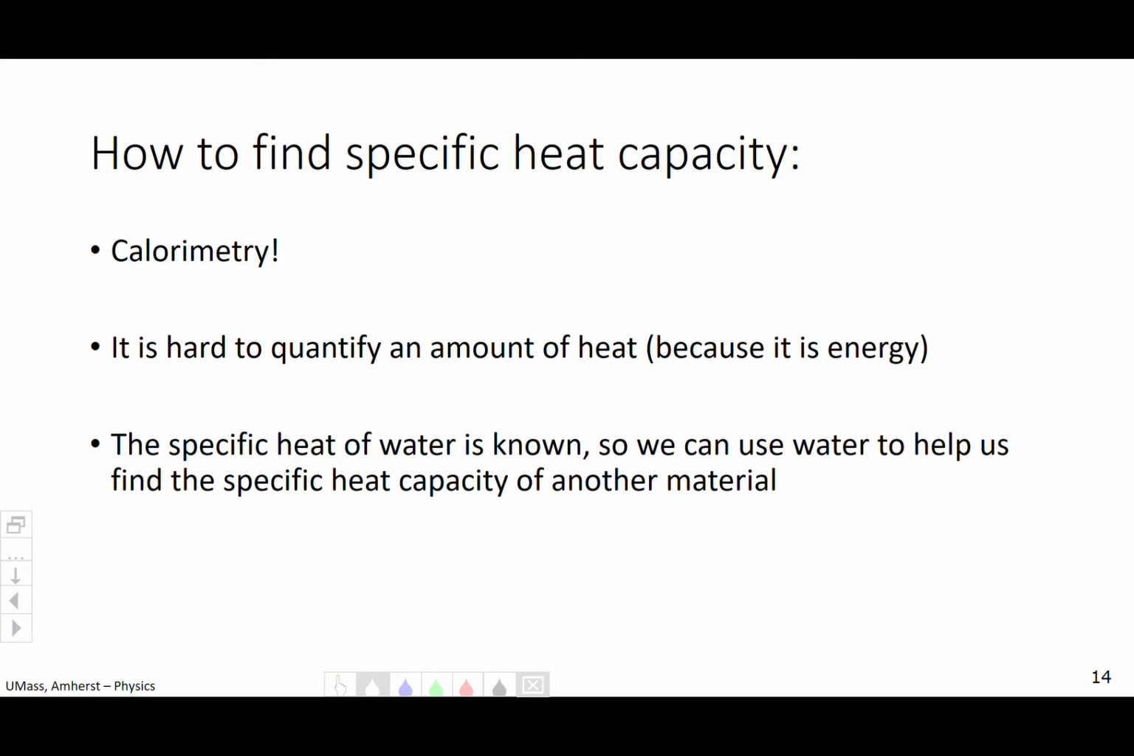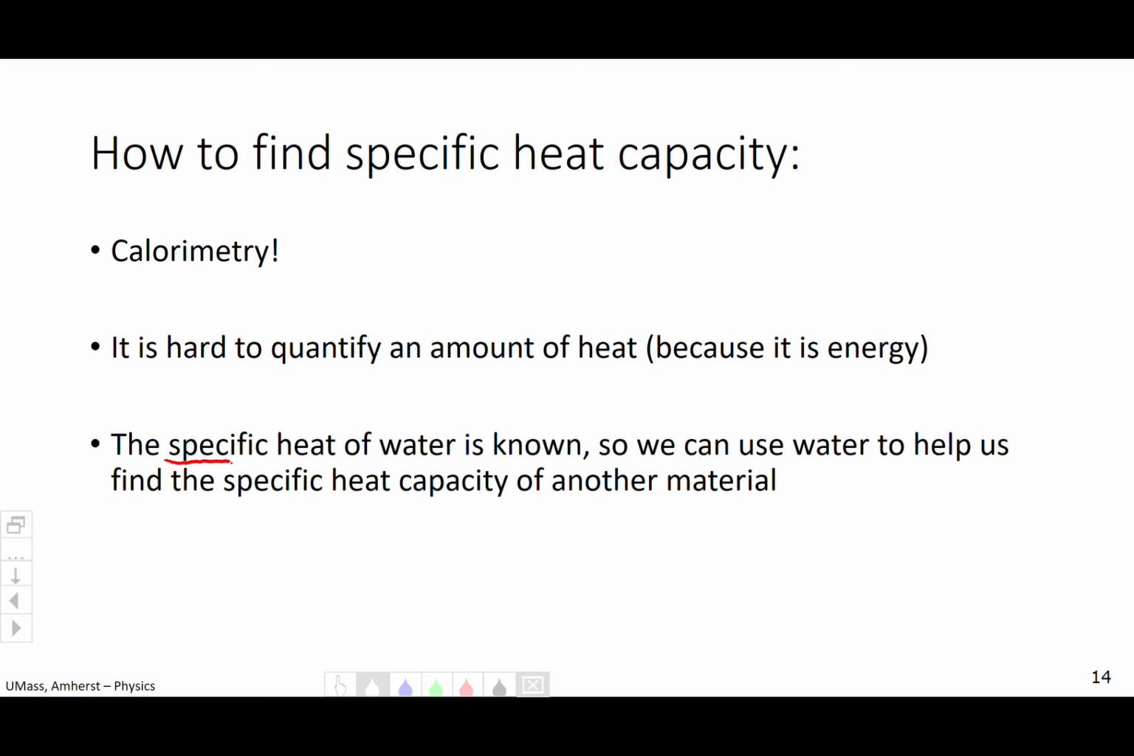So how do you figure out this specific heat capacity? Because it is a useful thing to know. That is called calorimetry. A calorie, again, is a measure of energy. This is actually how they figure out the exact calories of a particular food. You burn it and you see how much the temperature of a certain volume of water changes. That's not what we're going to do today, but that is how you figure out how many calories a sample of food has. So what we're going to use is water.